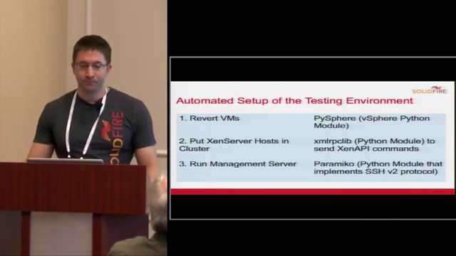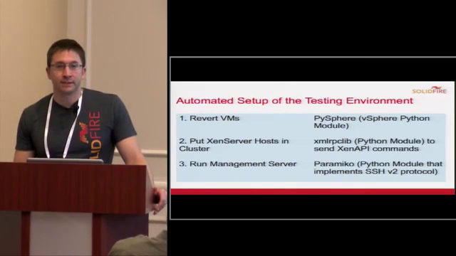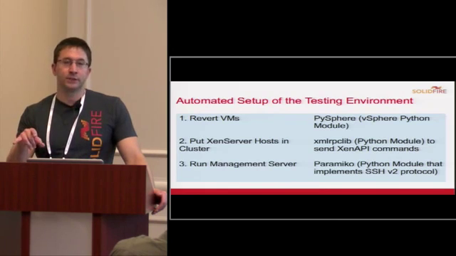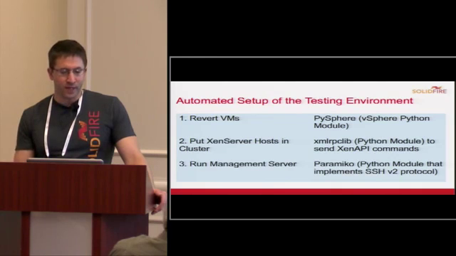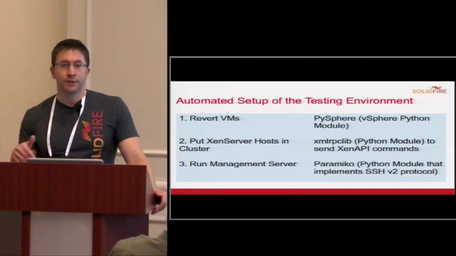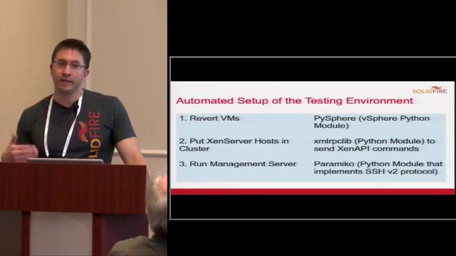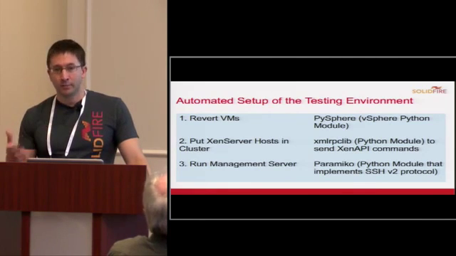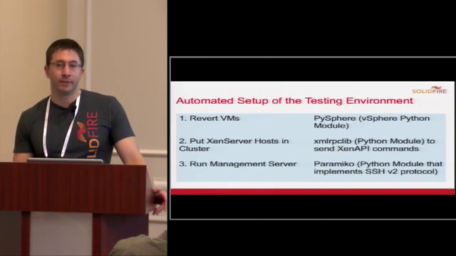The next step here, instead of going into Zen Center manually, is using this XML RPC lib Python module to issue Zen API commands to my Zen server hosts to combine them into their own compute cluster. And then finally, I can use Paramiko, which is another Python module, to use SSH to get into my Ubuntu VM, and then I can issue my Git commands to update the code base, recompile the code, rebuild the database, and then run the CloudStack management server.